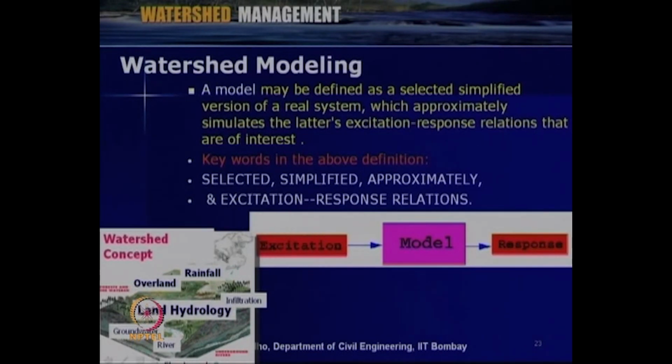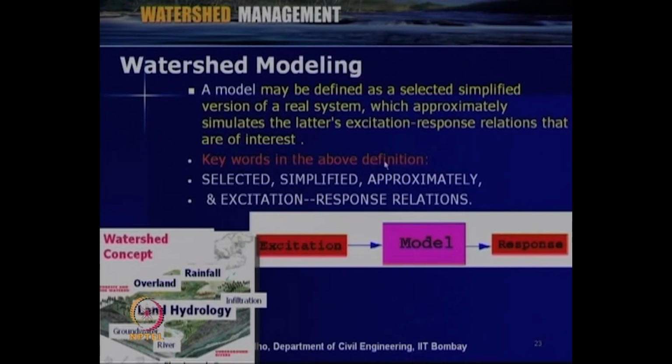But it still represents the real system, and then we go for the simulation of the excitation response relation. Say for example, now say from here the rainfall is taking place. So, as I mentioned, we want to identify how much runoff is possible. So, for the given rainfall, which is the excitation, runoff is our response. So, that way we go for modeling, say for the watershed modeling.